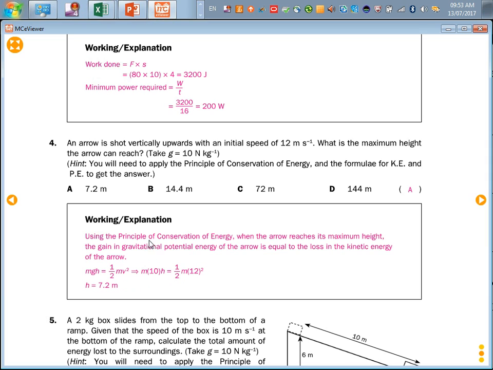Then we substitute in whatever we can. So m, we don't know. g is 10. h, we also don't know. Equals half m, still don't know. v is 12, and we square it. Then notice what happens to the mass. Is it relevant? The mass is no longer relevant because they cancel each other out. m over here, m over here. You divide both sides by m, and you're only left with one unknown, which is h. And you find that it will be 7.2 meters.